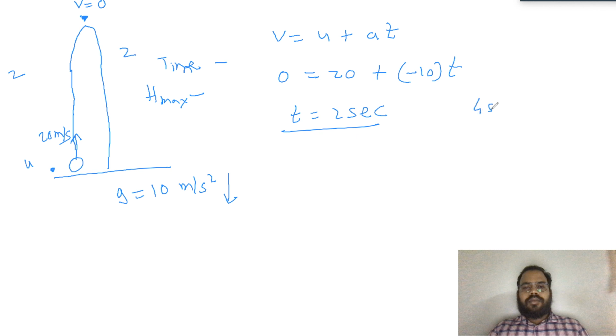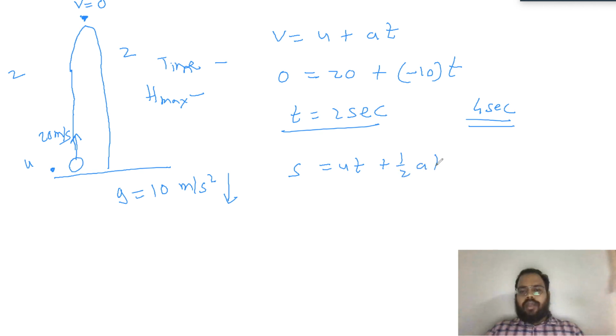So total time will be 4 seconds. Now to find height, I'll use my second equation. Second equation is s is equal to ut plus half at square. So for height, I'll take these 2 points because this is the height that I have to find.